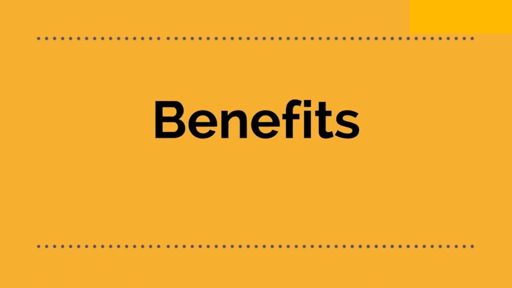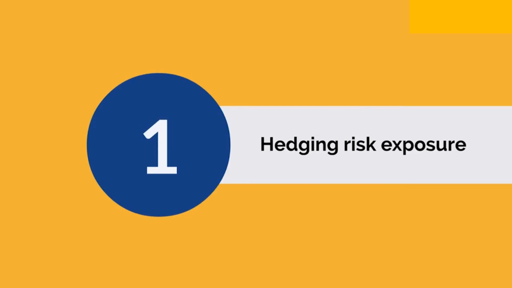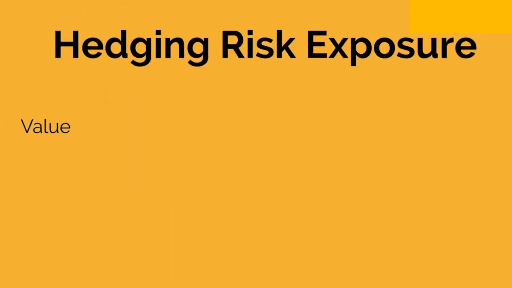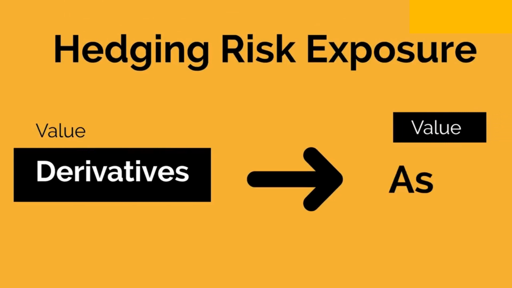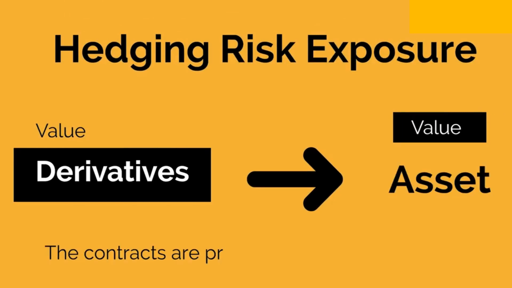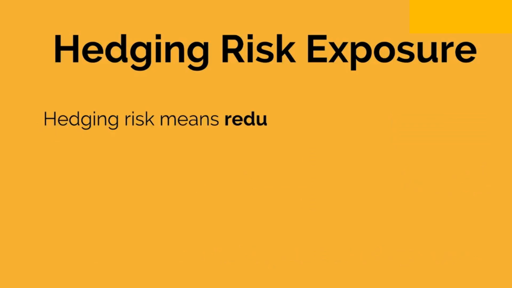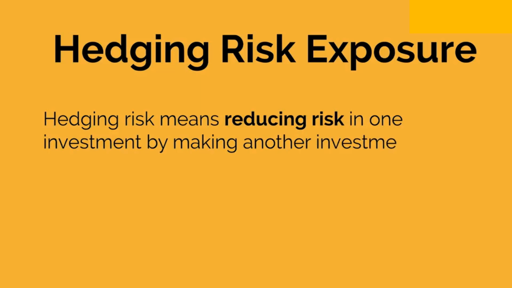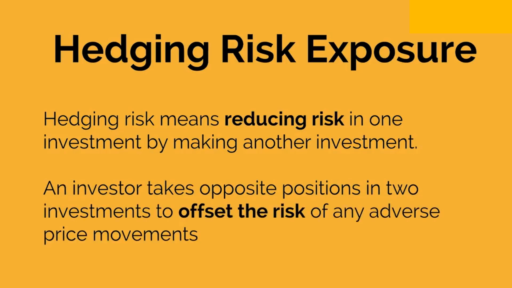Now, what are the benefits of derivative trading? First of all, hedging risk exposure. Since the value of the derivatives is linked to the value of the underlying asset, the contracts are primarily used for hedging risk. Hedging risk means reducing risk in one's investment by making another investment. The investor takes opposite positions in two investments to offset the risk of any adverse price movement.